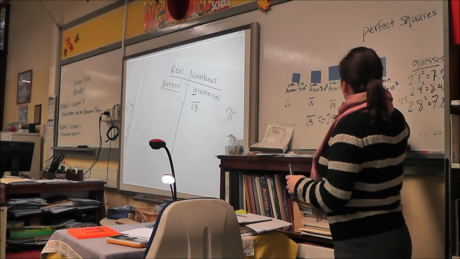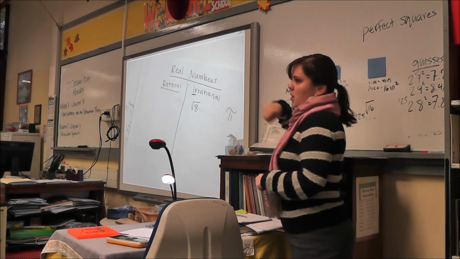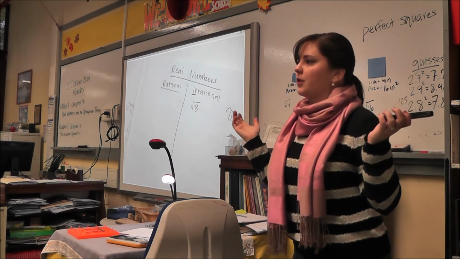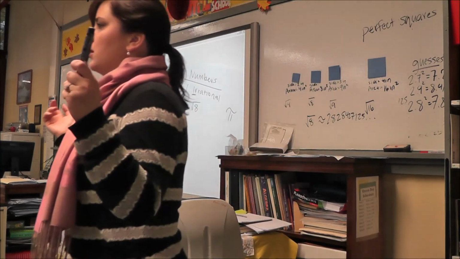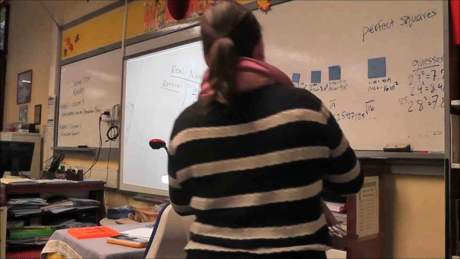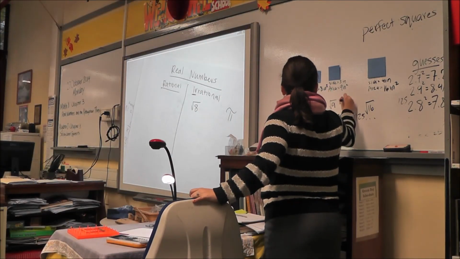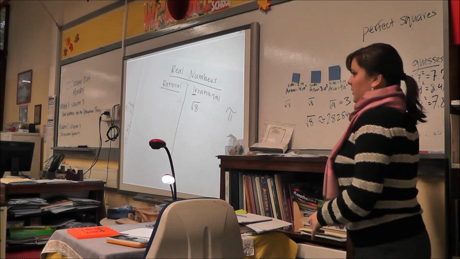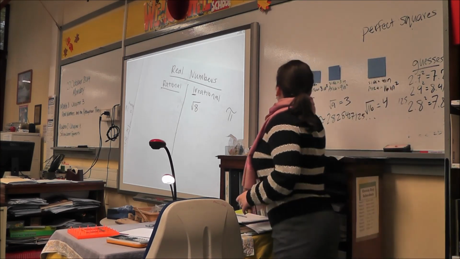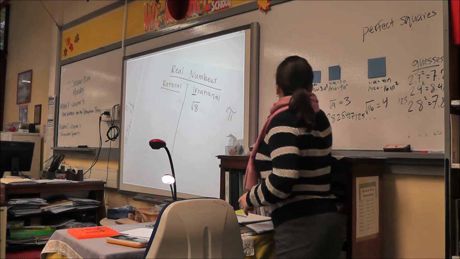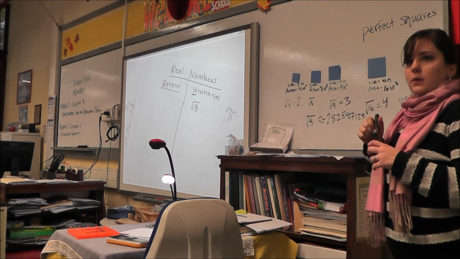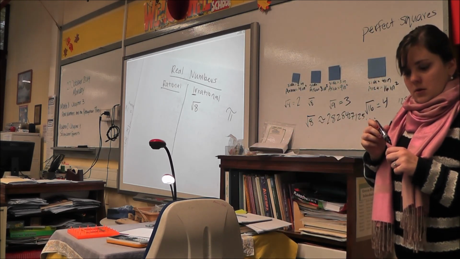With ones like these, 16, 9, 4, they're perfect squares, so we don't have to leave it as square root of 9. It can actually be evaluated to what? 3. What does this evaluate to? 4. What does this evaluate to? 2.